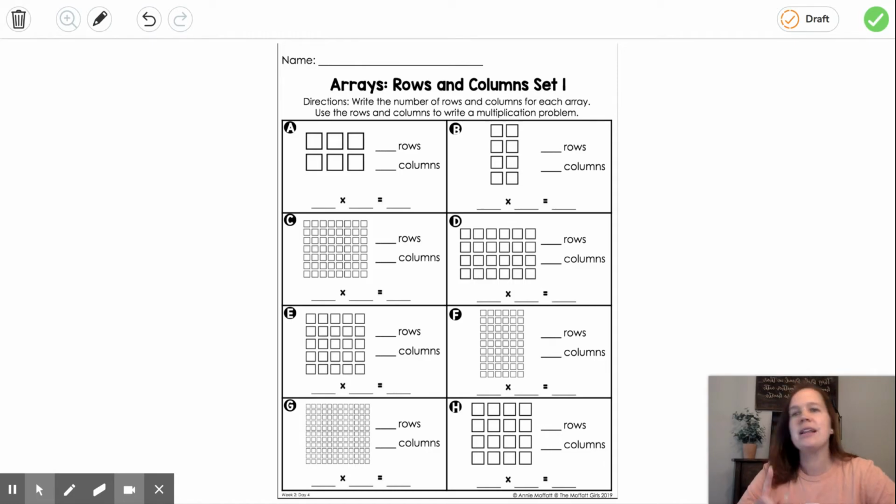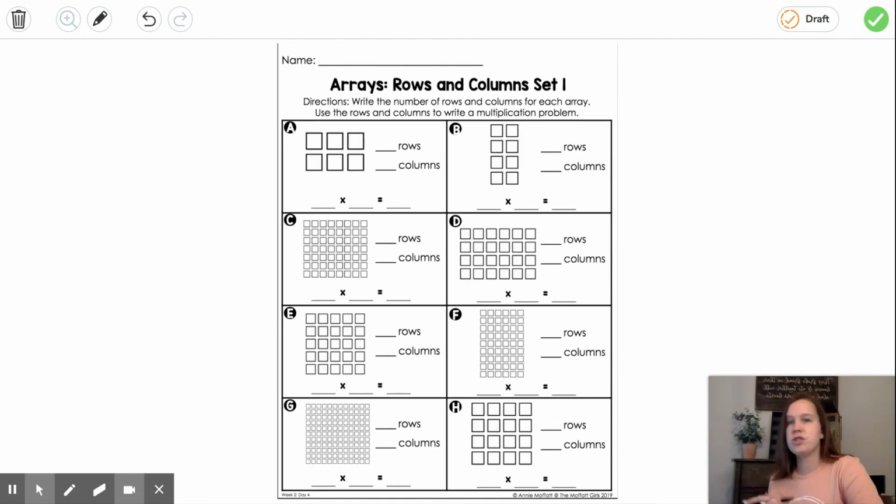So we're going to go ahead and look at A. And when I look at A, and you can follow my pointer on the screen, I see that it has 1, 2 rows. So I would write down the number 2 next to the word rows. And then as I build my multiplication sentence, I'm going to do rows multiplied by columns is going to give me my product. So I'm going to do it like this on my whiteboard.